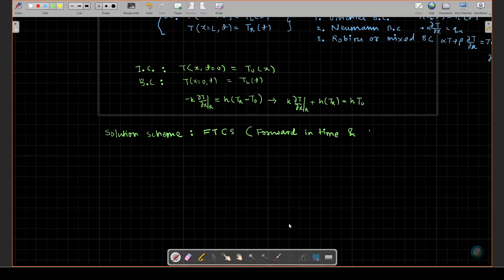Forward in time and central in space. Okay. So forward difference in time and central difference in space. So what does this mean? Suppose we have a time axis and we have a space axis.